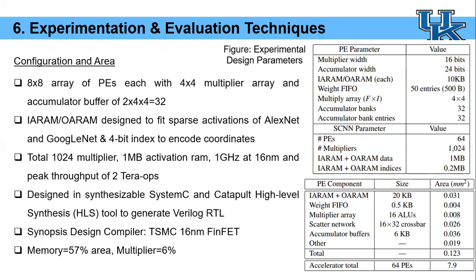They use SystemC and Catapult high-level synthesis to generate the Verilog, and then they design using TSMC 16nm FinFET. The memory occupies 57% of the area, and the multiplier 6%, as you can see here, right? The memory has the highest area. These are the buffers, the weight buffer, and the IARAM. These memories cover around 57% of the area, and the multipliers around 6%.